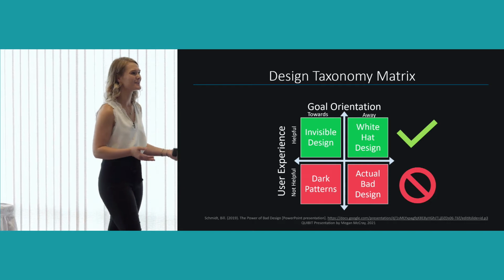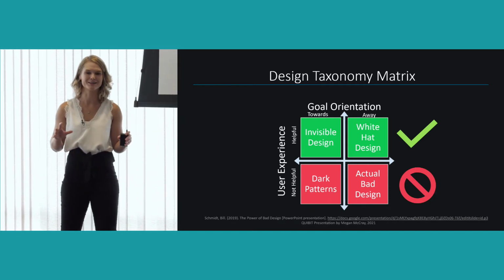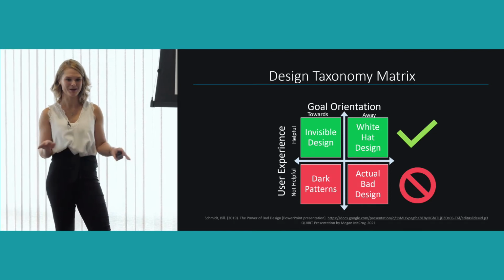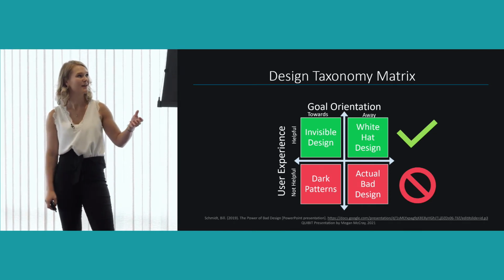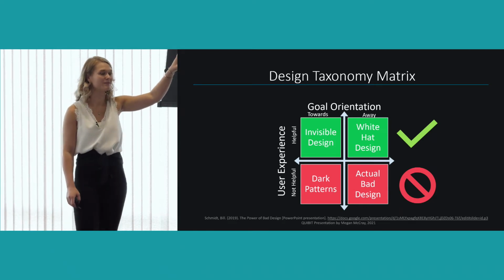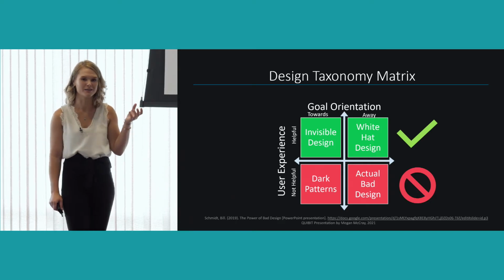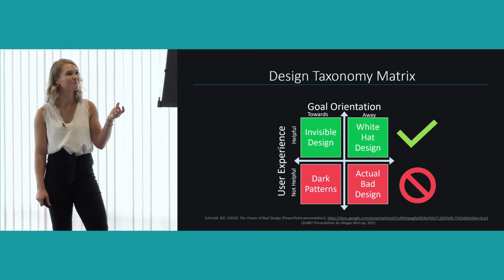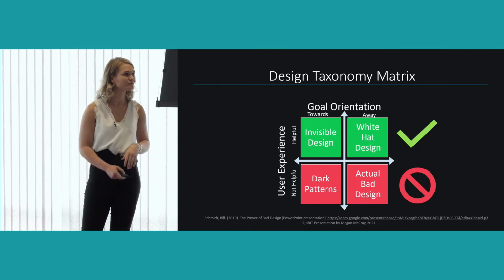So just to reorient you to the matrix as a whole, we have the bottom half in which we're trying to avoid. The dark patterns and the bad designs are no-goes. Now in the top half, we have two good options. The majority of the time we're going to go with the invisible design, but as we move to the last quadrant, you'll see that there is a purpose for moving the user away from the direct goal.